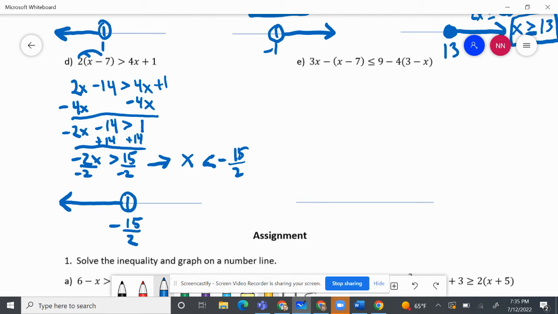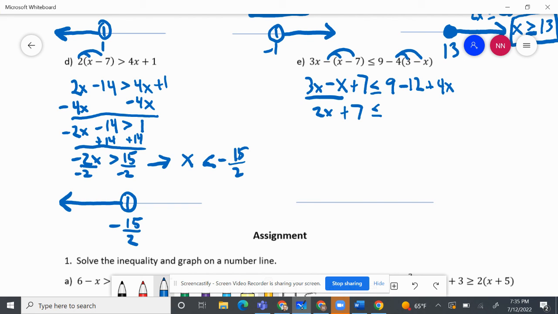Now, for letter E, we're going to distribute the negative to each of the terms. So we have 3x minus x plus 7 is less than or equal to 9. I distribute the 4 to each of the terms. So negative 12 and then plus 4x. Next thing I'm going to do is add the like terms. So this gives me a 2x plus 7. And 9 minus 12 is negative 3 plus 4x.